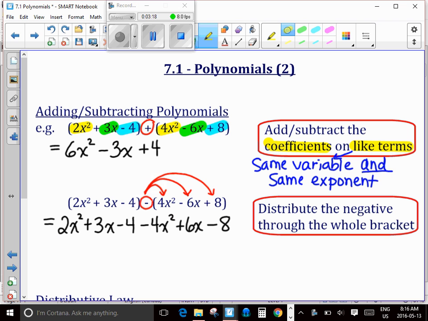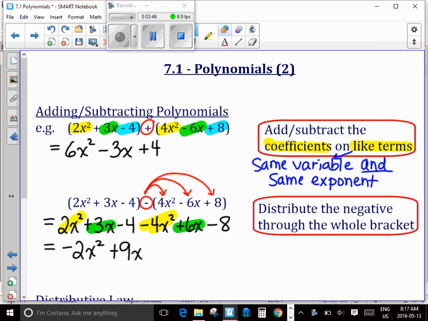And now I can start matching up the like terms, just like I did in the example above. So again, I've got an x squared term here and an x squared term here. When I combine those, I'm thinking about the sign in front of the coefficient. So I've got 2 and negative 4, so that gives me negative 2 when I combine them. And then next I've got 3x and 6x. Those ones have the same variable, same exponent, so I can put them together to get 9x's.